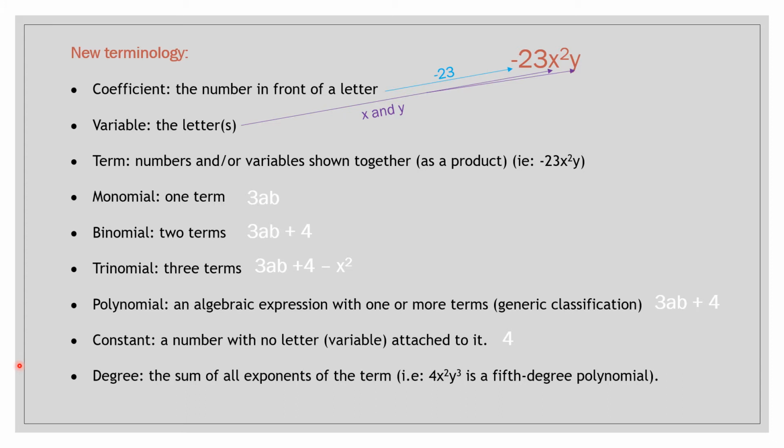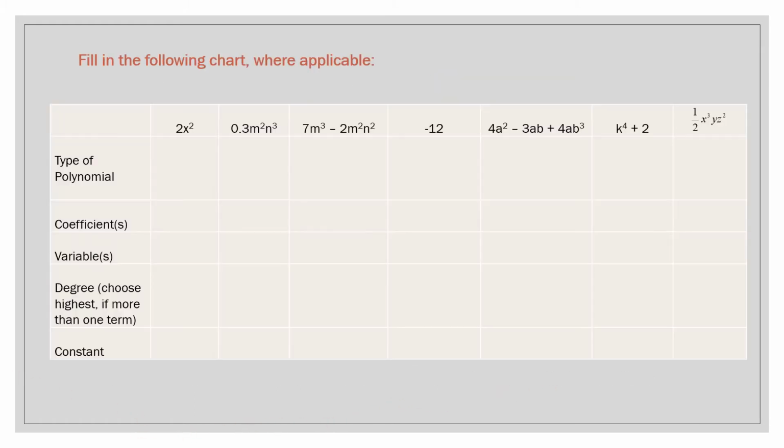The last new terminology piece is a degree. This is a little confusing, this one. It's the sum of all the exponents of the term. So we've got 4x squared y cubed. So I take the exponents, that's a 3 and a 2, and I add them together and I get a 5th degree polynomial. So the degree of that one is 5. So let's do this chart. And this is our only example. This is all we're doing here.